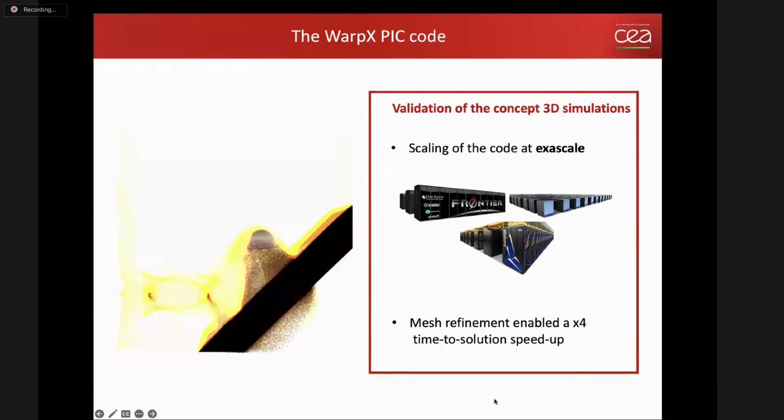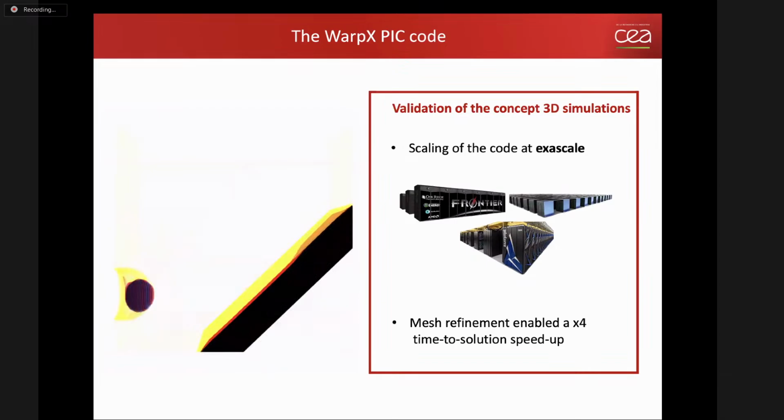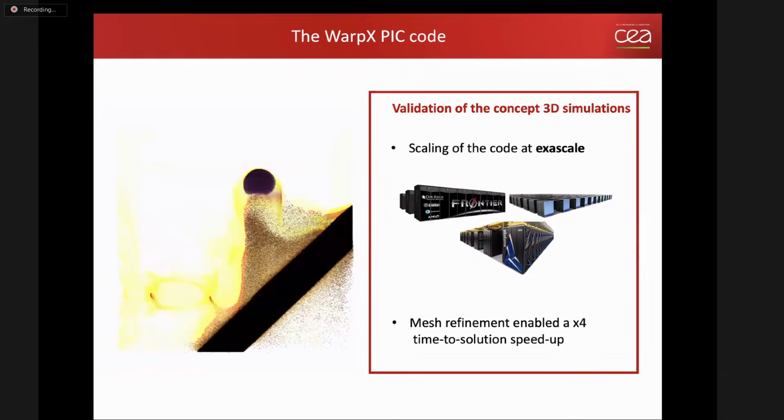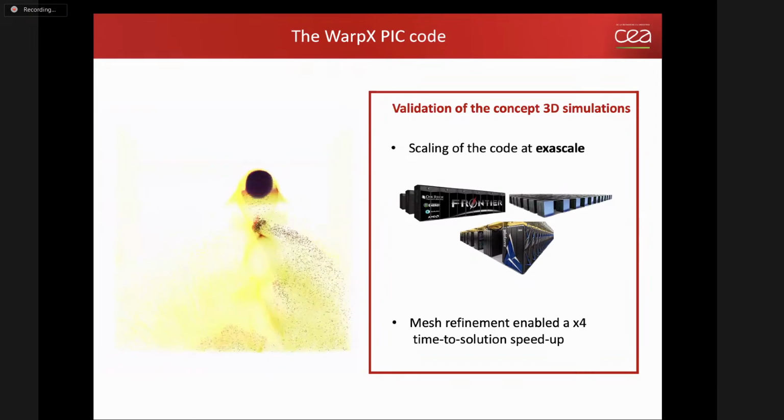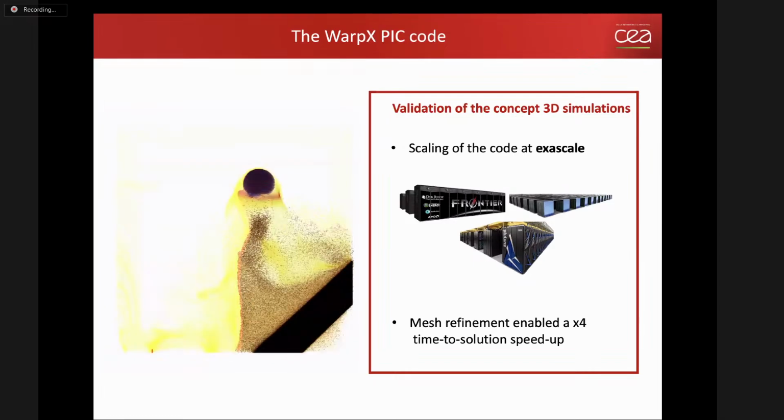So thanks to our optimization, we could scale the WARPEX code on the largest supercomputers worldwide. We scaled the code on the top 3 supercomputers, including the first exascale supercomputer Frontier in the US. And we did this scaling with mesh refinement capabilities that enabled a 4x speed up on the simulation of the hybrid target. And thanks to all this optimization, we could perform the first simulation in 3D of the hybrid target.